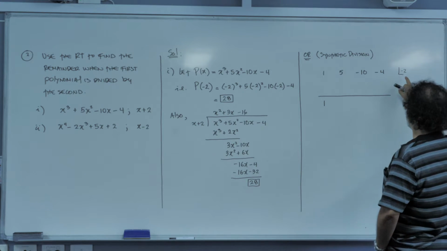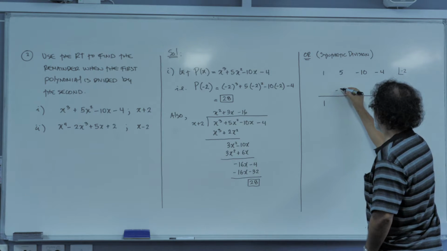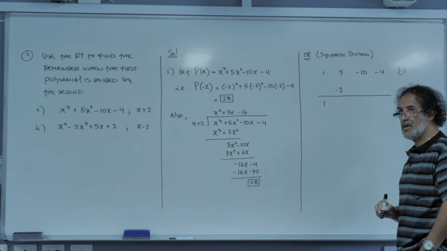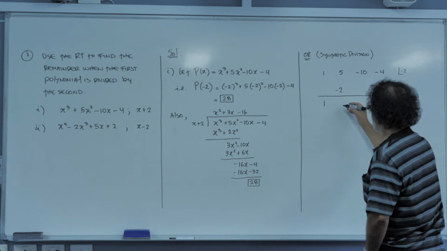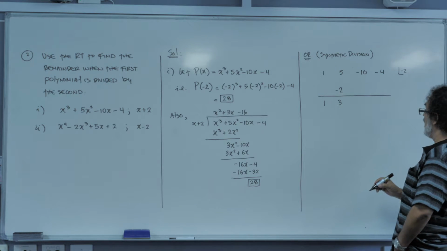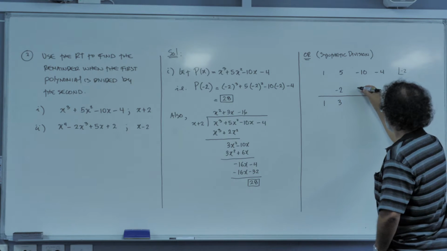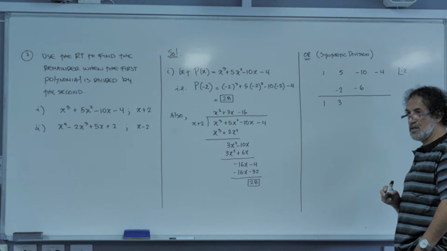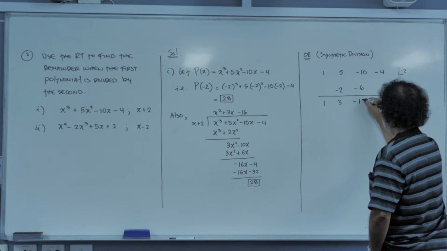And then we're going to do this. So we're going to multiply negative 2 times 1, it's just negative 2, so you're going to put it in here. And then we're going to perform this operation, so it's going to be 3. Okay? And then we're going to multiply negative 2 times 3 is negative 6, so we're going to put the negative 6 in here. Okay, so we're going to add these 2, so it's going to be negative 16.